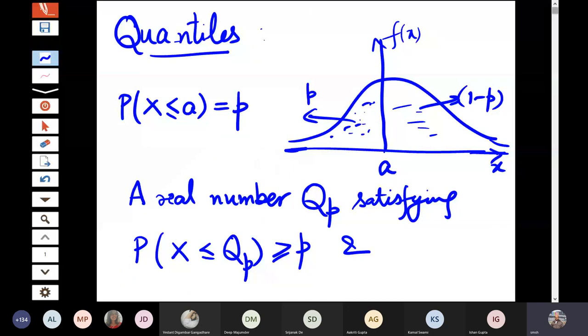So is it clear? Is the definition clear to you? Can all of you see here?